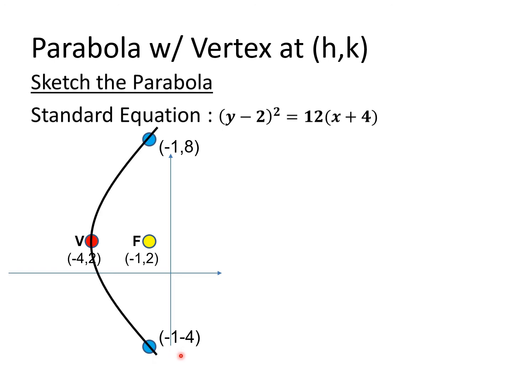And so we sketch the graph, the curve, and then the equation of our directrix. The distance between the vertex and focus is 3. So this time, going to the left, we subtract. Negative 4 minus 3 is negative 7. So the equation of our directrix will be x equals negative 7.